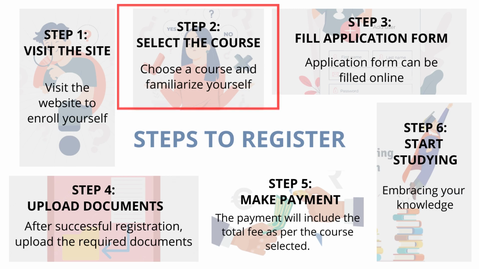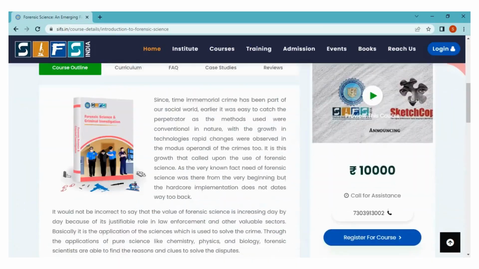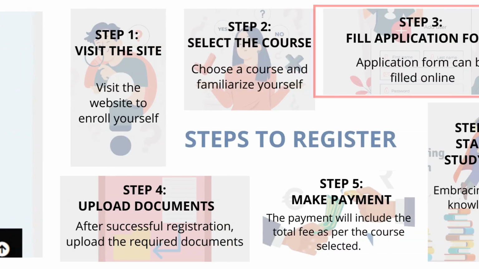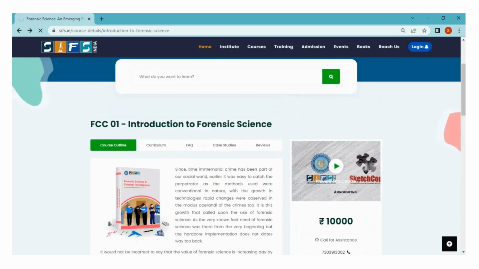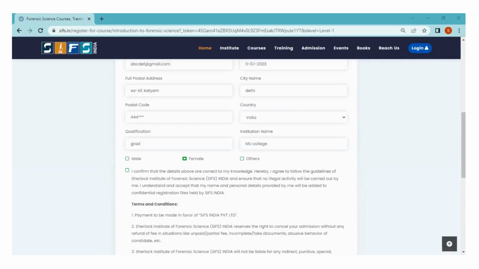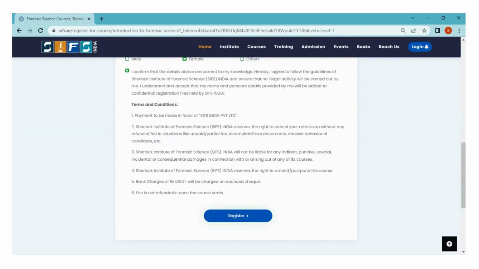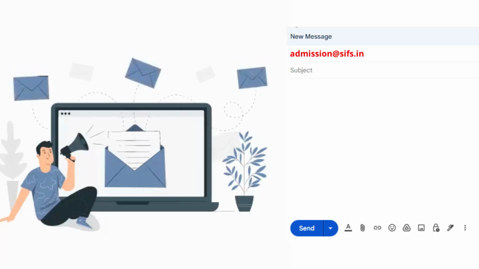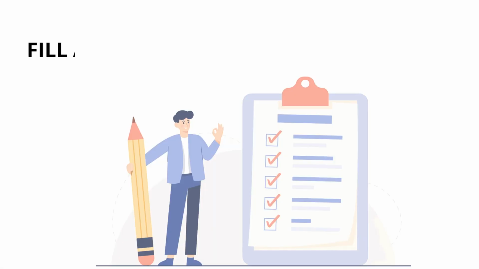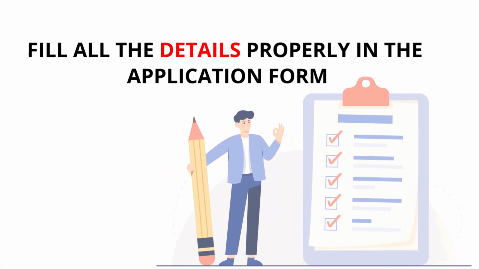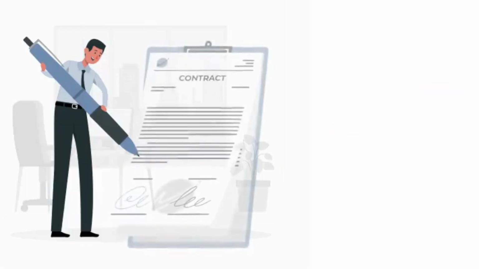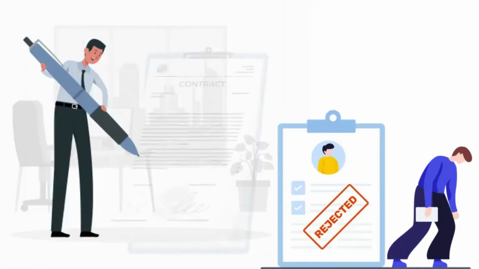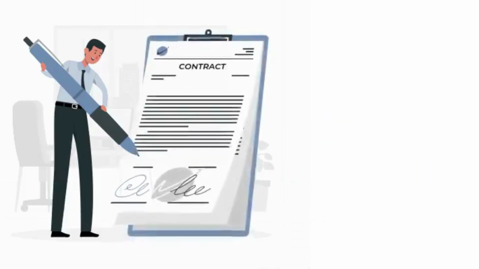Step 2. Select the course. First, select the course and make yourself aware with the respective fee structure. Step 3. Fill application form. Application form can be filled online or can be downloaded from the website. Fill the application form and send the scanned copy at admission@sifs.in. Kindly note that it is mandatory to fill all the columns in the application form and don't forget to sign the application form, else the application form will be rejected.